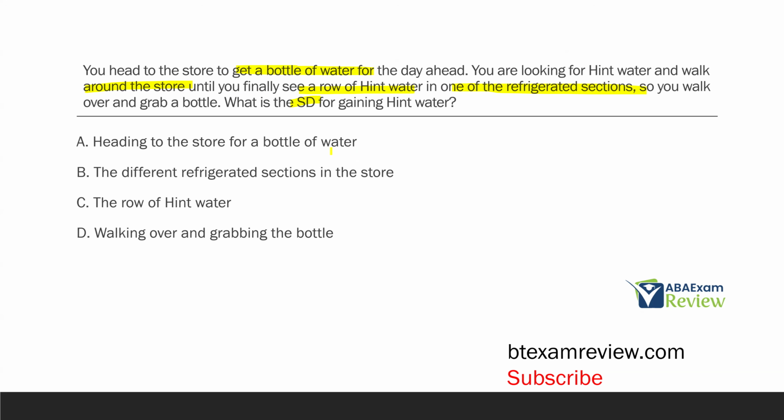What about B, the different refrigerated sections in the store? Well, what if you have a refrigerated section that only has vegetables? That refrigerated section is not going to signal to you that water is available. In this case, only when you see the row of Hint water are you being signaled that water is now available. So when you see the row of Hint water, that is the SD to walk over, grab the bottle, and you get your Hint water. Walking over and grabbing the bottle is obviously a response and not an SD. So the SD for gaining Hint water is going to be seeing the row of Hint water. That row signals to you that Hint water is now available.